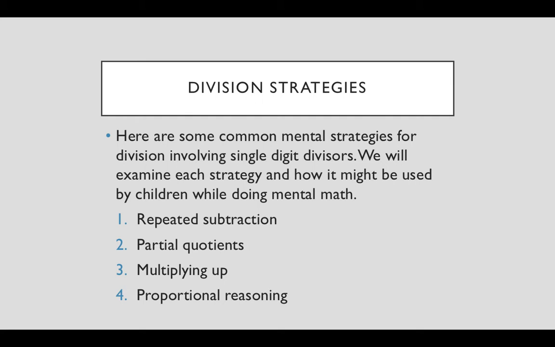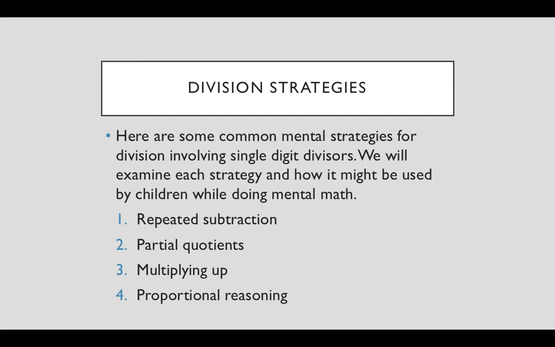We're going to look at each strategy and how it might be used by children when doing mental math, and then of course I'll give you an opportunity to try each of these on your own. We'll end this, as we've ended all the other mental strategies, with a one problem, many ways task to be solved for discussion post. So the four strategies we're going to look at are repeated subtraction, partial quotients, multiplying up, and an application of proportional reasoning.